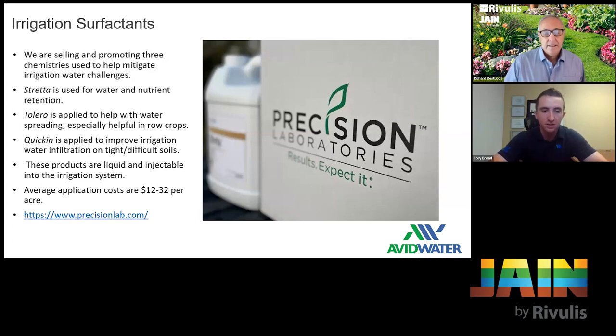They're super safe. Average application cost, depending on the product, is $12 to $32 per acre at the website for Precision Lab up here. But if anybody's interested, I'd love to talk to you about it. I have a couple years experience with these products. I use them on fields that I manage with a lot of success. Yeah, Corey, I've used that Quicken product myself in some clay soils, and I was amazed at the results. It happens pretty quickly, and there was a visible difference.